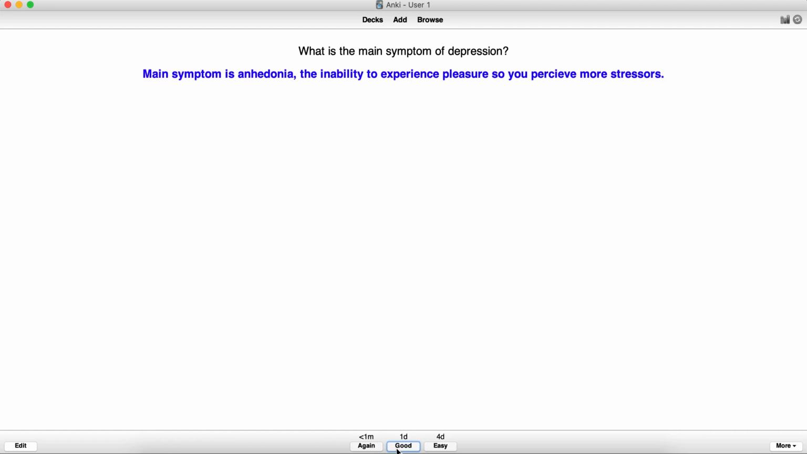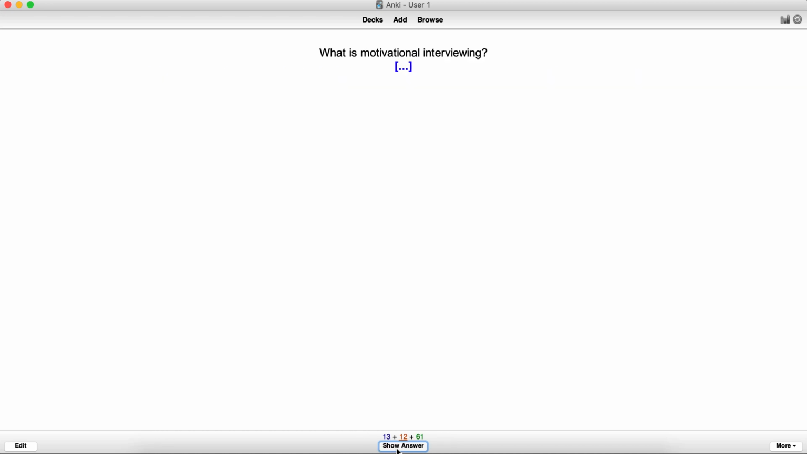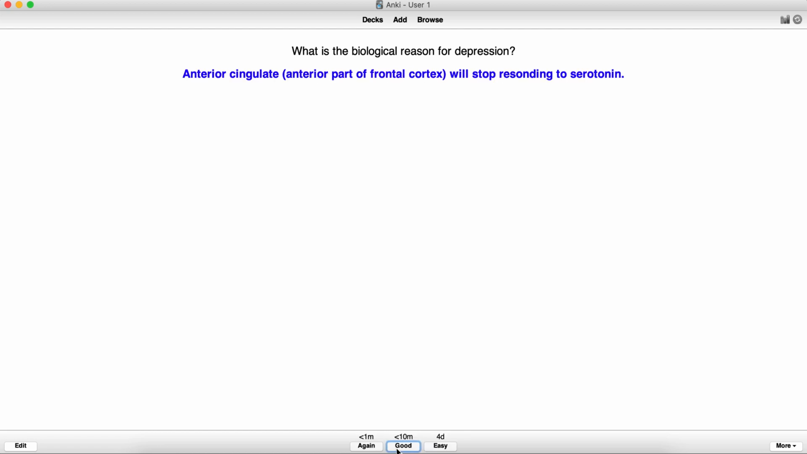Main symptom of depression is anhedonia, which is basically where you're unable to experience pleasure, so you perceive more stressors. Anhedonia. How can I remember that? Main symptom is anhedonia. Motivational needs to find intrinsic reasons to change can lead to CBT, cognitive behavioral therapy. Biological reason for depression is that you have the anterior cingulate, which is in the anterior part of your frontal cortex, so the front of the cortex stops responding to serotonin.